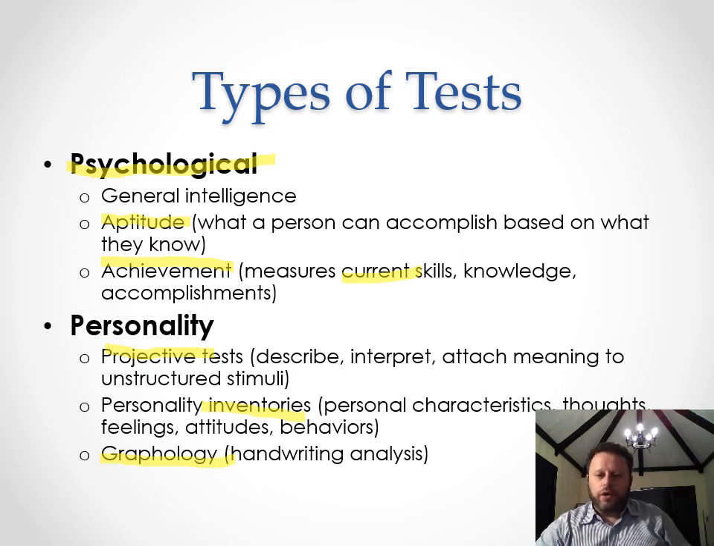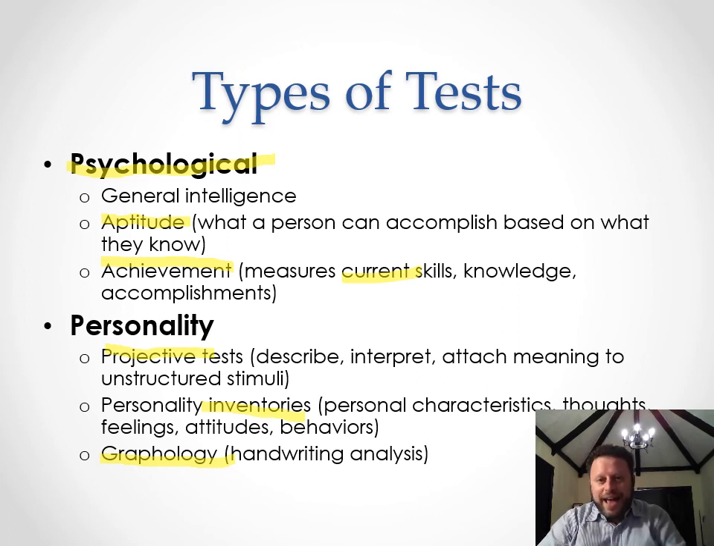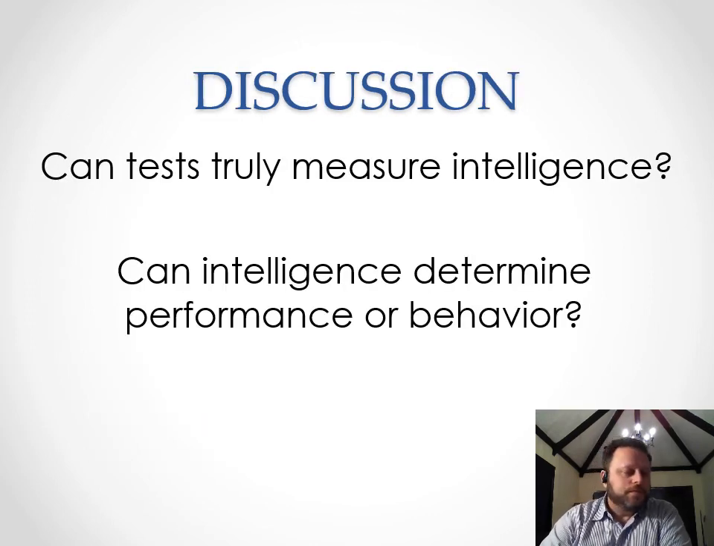An inventory is much more like the MBTI. It's a personality test where they ask you a series of questions and you just say, I strongly disagree, I agree, I somewhat agree, I strongly agree, things like that. Graphology is handwriting analysis, where you can look at someone's handwriting and know things about their personality. I knew one person who was a graphologist. Very, very interesting what they knew.